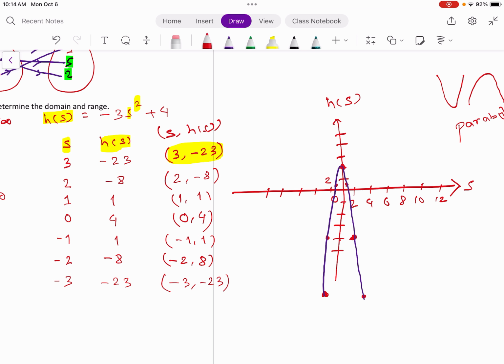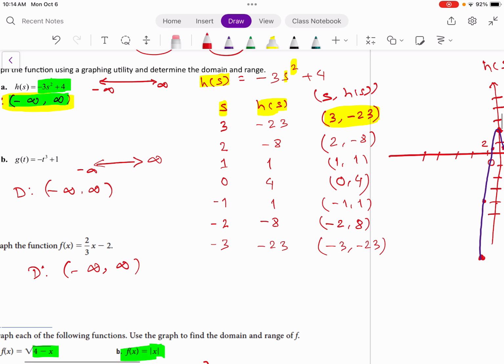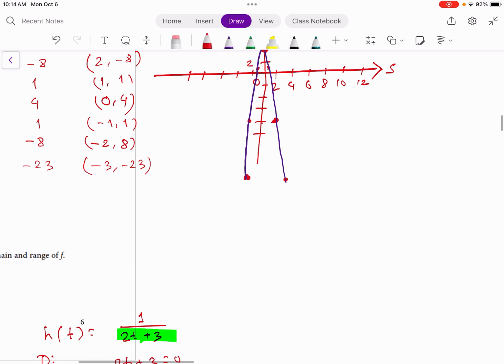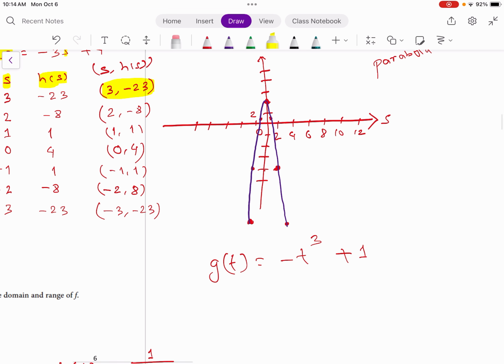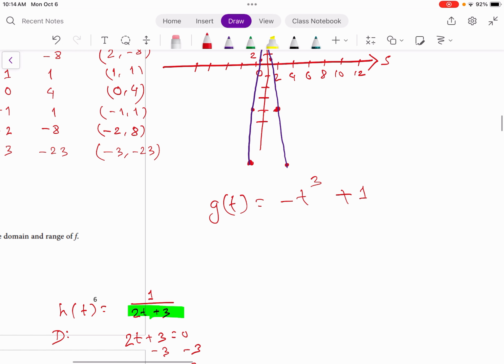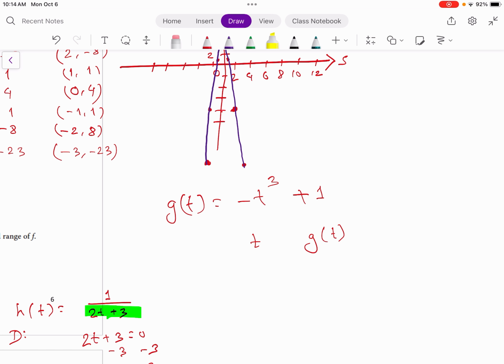All right, now let's go to the next function. So what do we have as our next function? Okay, we have g of t equals -t cube plus 1. Now here, what is our input? Our input is t. T is the input. What is our output? G of t. G of t is the output. Okay, the highest exponent for the input is 3, and we call this function a cubic function. Okay, this is a cubic function.